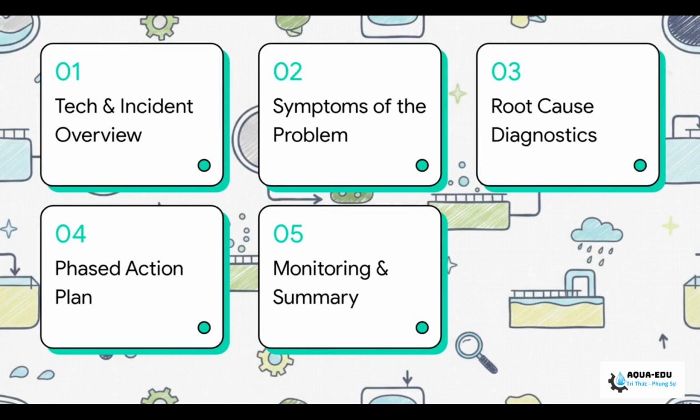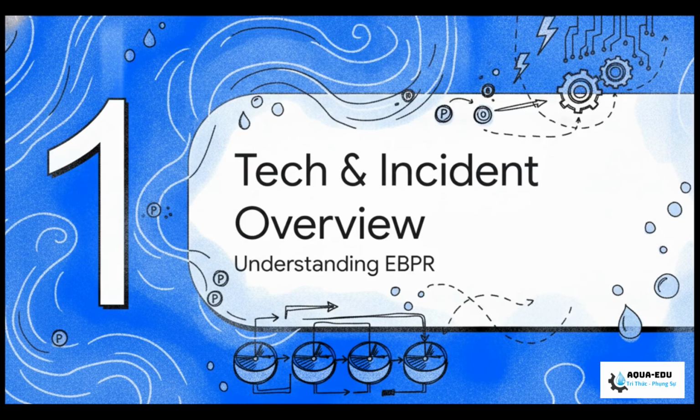Okay, let's just jump right into this logical, chronological SOP. We'll kick things off with a quick technology refresher, look at the physical and chemical symptoms, break down our root cause diagnostics, roll out a phased action plan, and finally, wrap it all up with essential monitoring. All right, Part 1, Technology and Incident Overview.